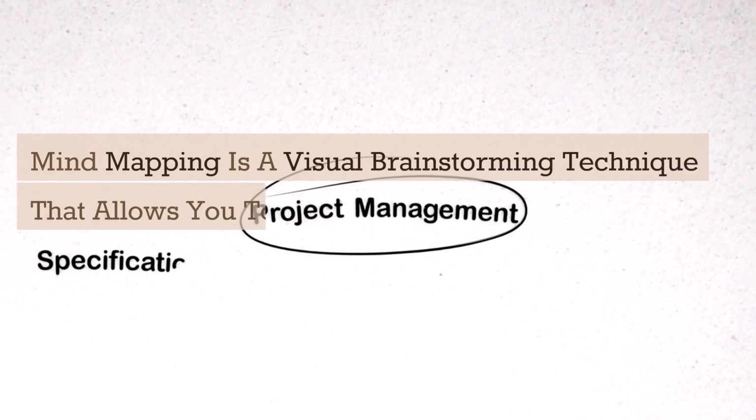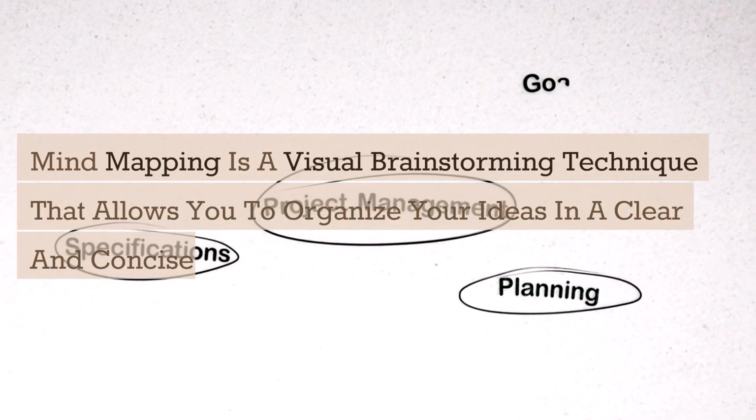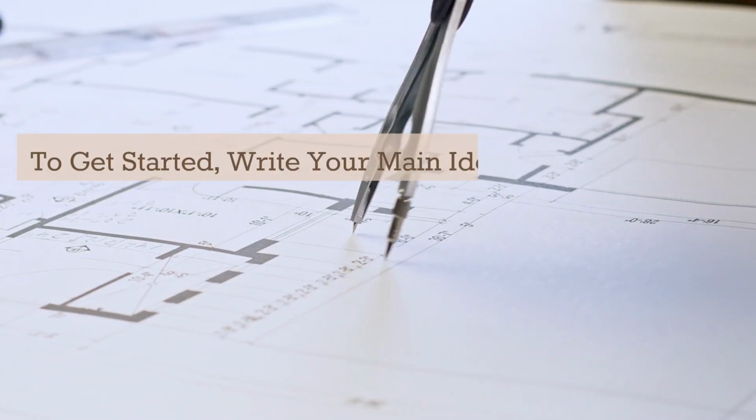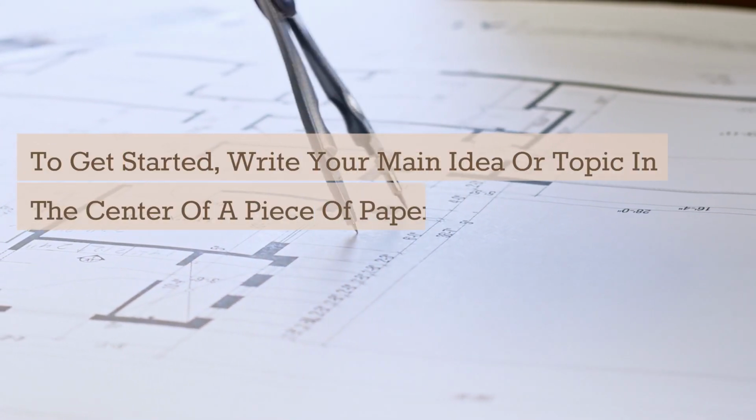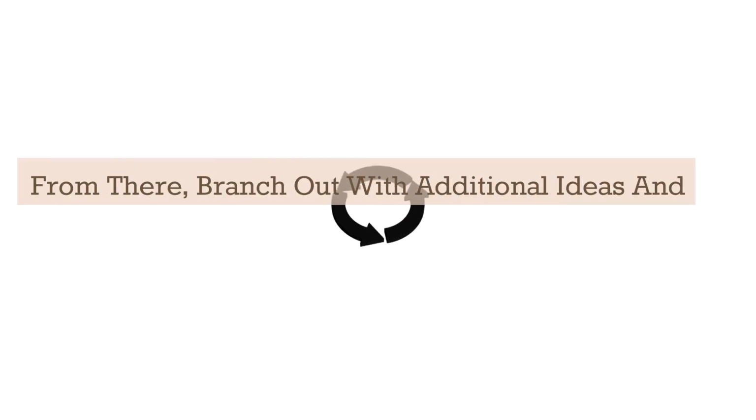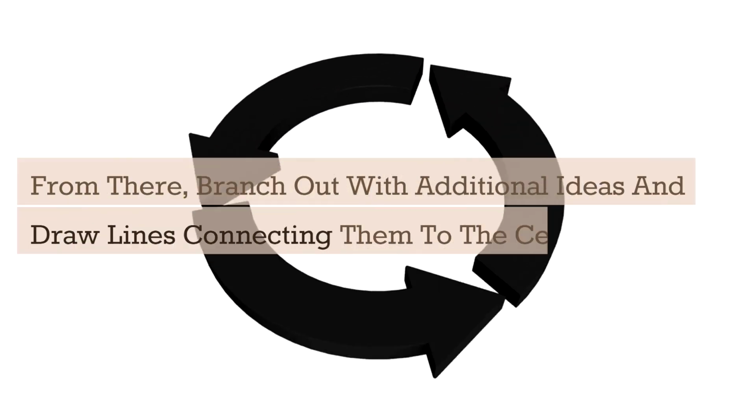Mind mapping is a visual brainstorming technique that allows you to organize your ideas in a clear and concise way. To get started, write your main idea or topic in the center of a piece of paper and draw a circle around it. From there, branch out with additional ideas and draw lines connecting them to the center circle.